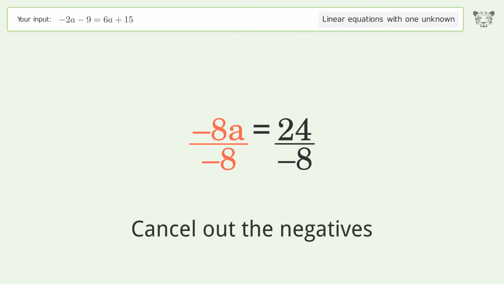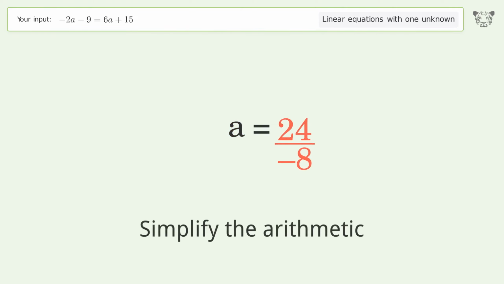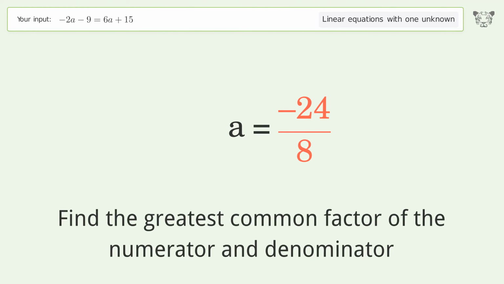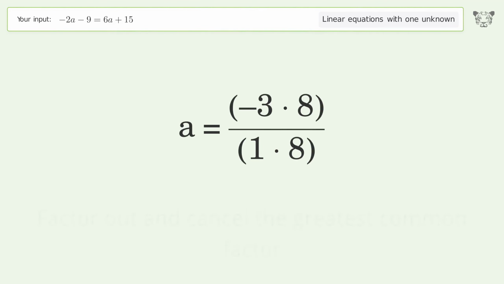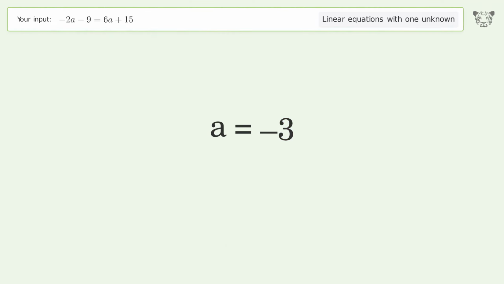Cancel out the negatives. Simplify the fraction. Simplify the arithmetic. Find the greatest common factor of the numerator and denominator. Factor out and cancel the greatest common factor. And so the final result is a equals -3.